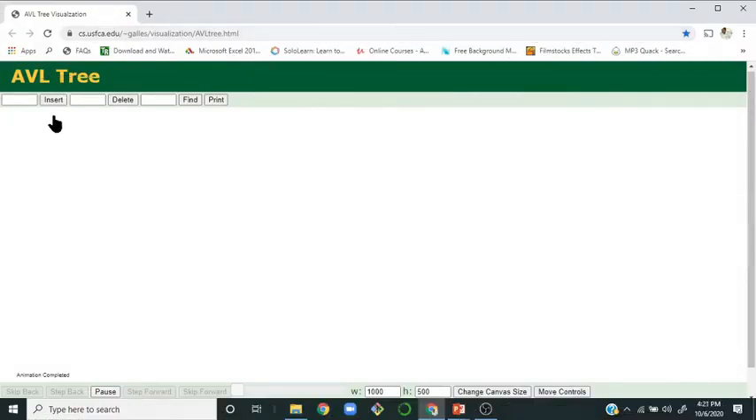And here is a visualization. You have options over here like insert, delete, find. You can give your own values and find out how to insert, how to delete, and how to find the element in an AVL tree. And here you have options like pause, skip back, step back. Anywhere if you have any doubt, you can skip back and again insert or delete and find out what exactly happened. And please make sure you have a speed control over here.